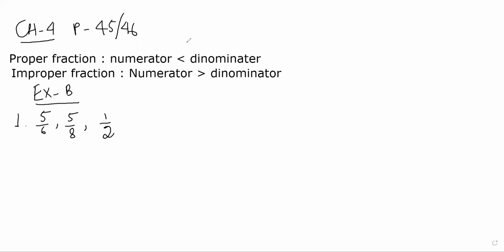Next is improper fraction. Improper fraction means the numerator is greater than the denominator. So the answers are 14 by 11, that is improper, 7 by 4 is improper, 17 by 16 is improper, and 20 by 19 is improper.